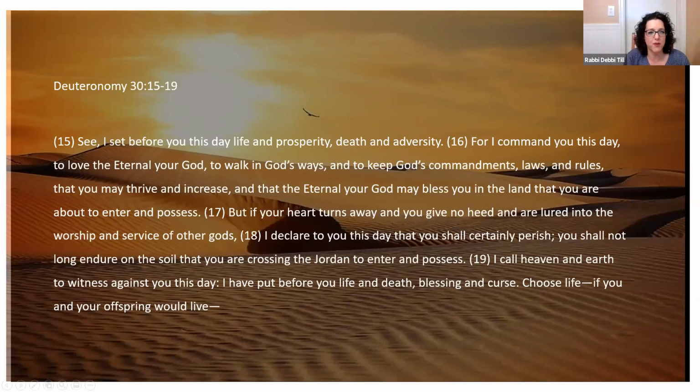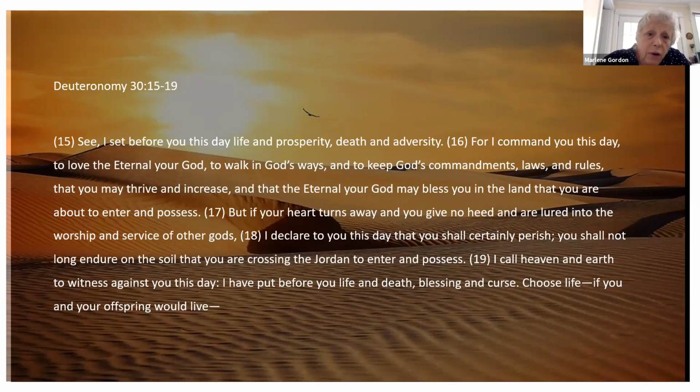You can just unmute and read it from Deuteronomy 30. See, I set before you this day life and prosperity, death and adversity. For I command you this day to love the Eternal, your God, to walk in God's ways, and to keep God's commandments, laws, and rules, that you may thrive and increase, that the Eternal, your God, may bless you in the land that you are about to enter and possess.